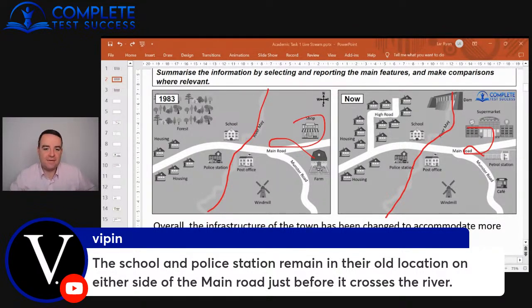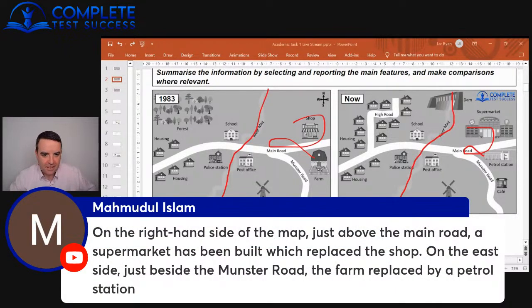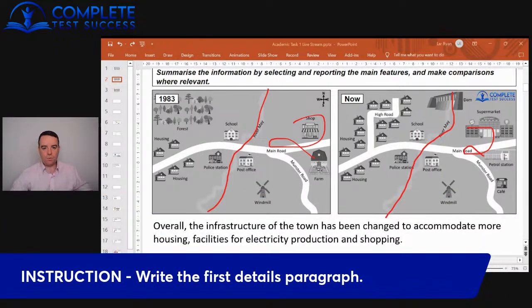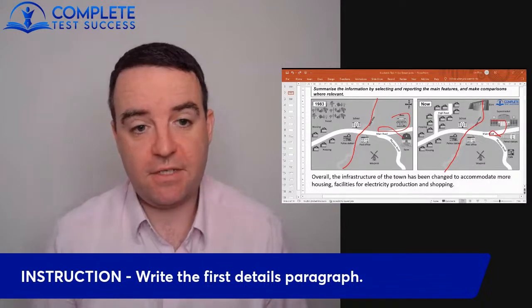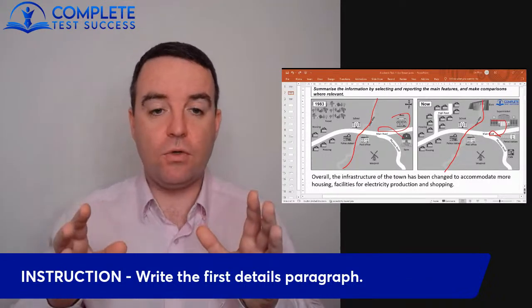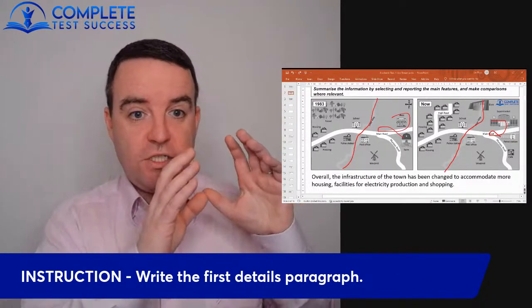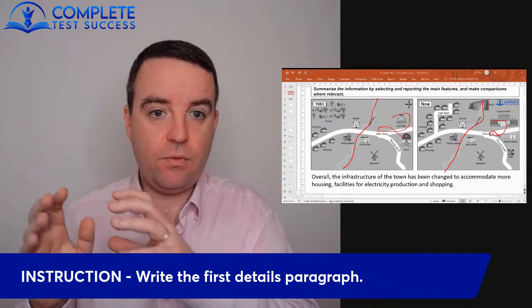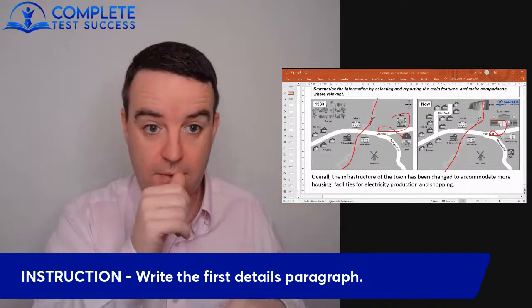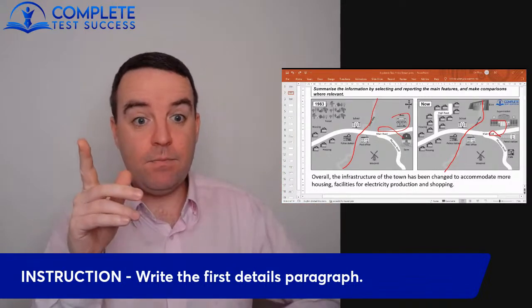Okay, really the last comment this time. On the right side of the map, just above the main road, a supermarket has been built. Okay, so we won't go to the other side. Obviously, that is necessary. We just don't have time to look at that today. But yes, of course, once we've finished describing the west side of the map, the next paragraph would go ahead and describe the east side of the map.